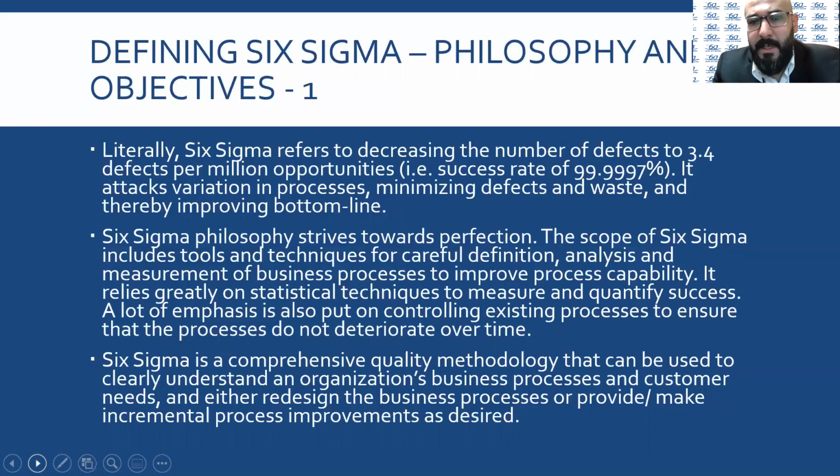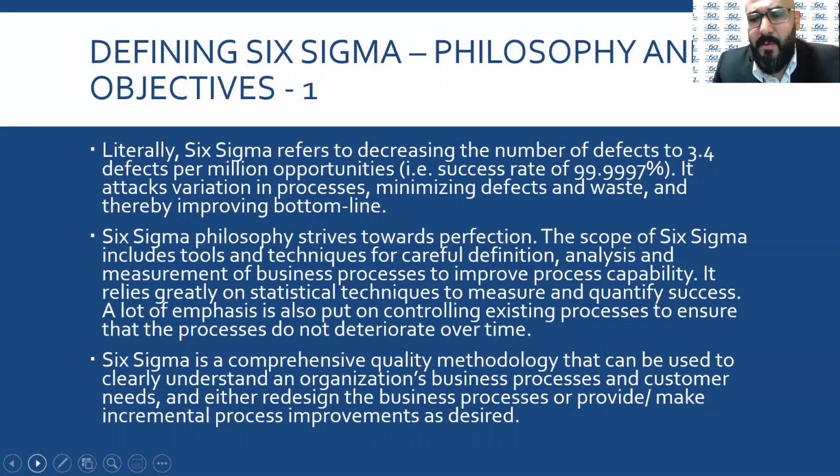Six Sigma philosophy strives for perfection. We need to have perfection in the process. And in order to have perfection, we have to carefully define the process, define, analyze, and measure the processes. And then once you define, analyze, and measure, you could easily improve the process capability. It relies greatly on statistical techniques. As I mentioned, it's a data-driven technique, so we need to look into the data in order to make decisions.